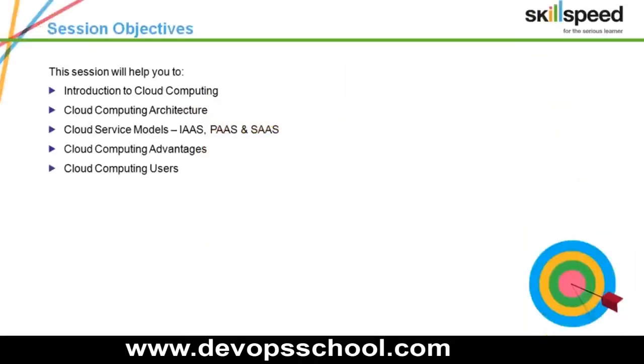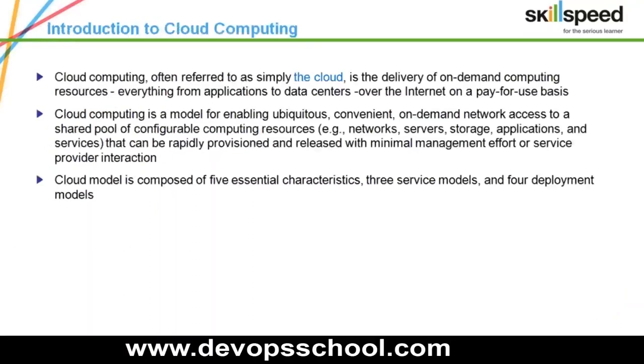So let's get started. The objective of the session in the next 3 hours is that we are going to start with cloud computing, and then we will also discuss some of the architecture related stuff. Then we're going to discuss IaaS, PaaS and SaaS as well, the differences between these models, and also some of the cloud computing advantages, and then cloud computing users and things like that.